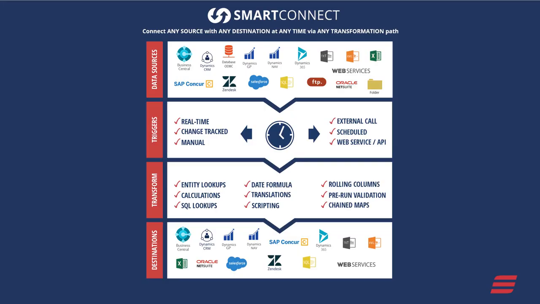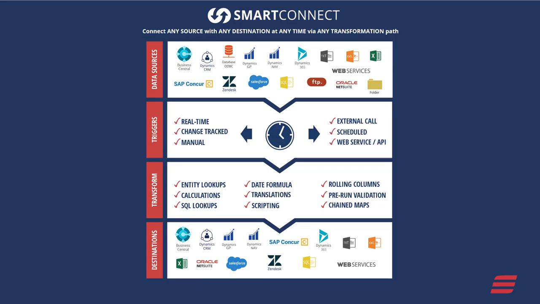This is our favorite SmartConnect infographic here at E1, as it really displays the power of the product. Basically, it says we can take the data from any source and move it to any destination and transform that data the way we want as it's moving between the source and the destination. And the best part is we can often do this without writing a single line of code.